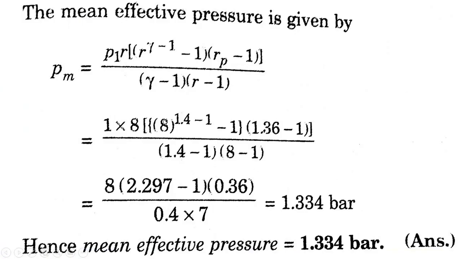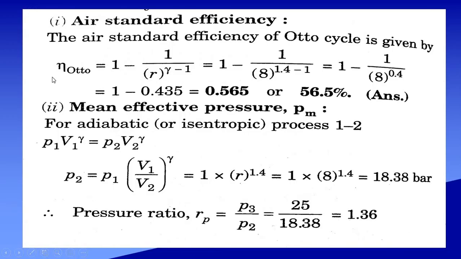And the mean effective pressure PM: you have to find its value. If you know this formula you directly substitute in it; otherwise you have to use the ratio between work done and stroke volume. Here PM is P1 R times [R power gamma minus 1, by (RP minus 1), by gamma minus 1] into (R minus 1). You need P1, R is already known, gamma is known, and the only thing you should know is the pressure ratio. If you know the pressure ratio, you can easily find the mean effective pressure.